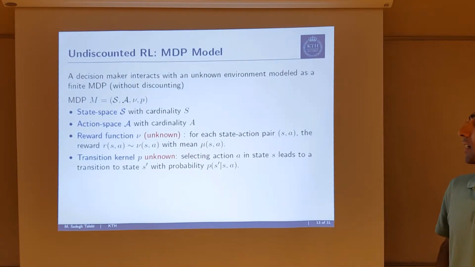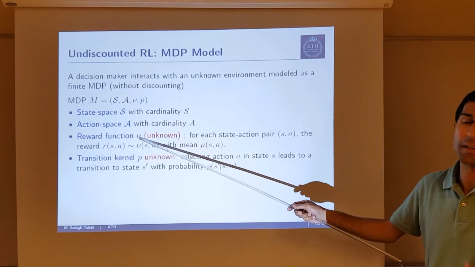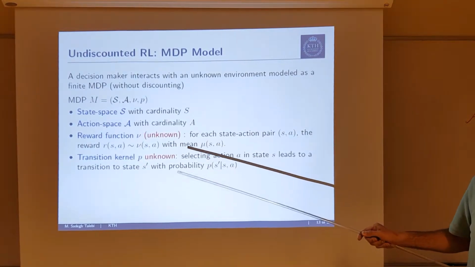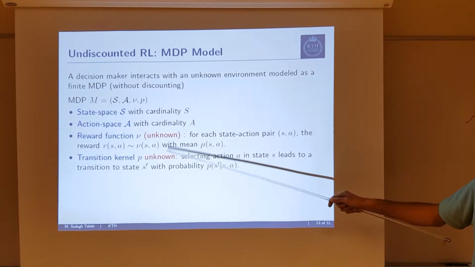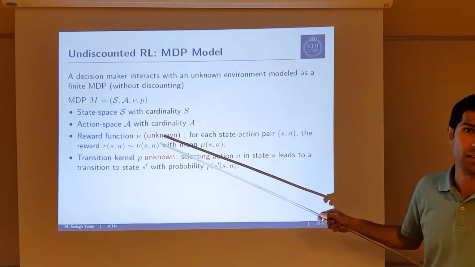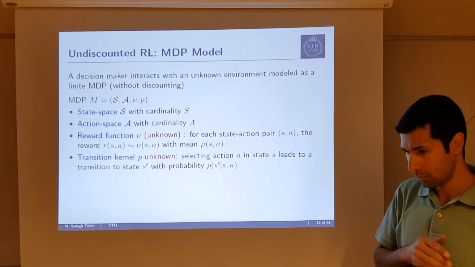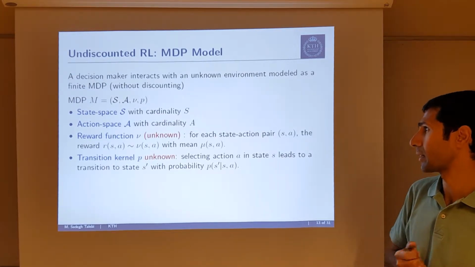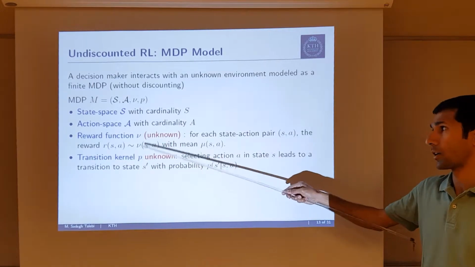So keep in mind, the reward function is not known. Or maybe the reward function is known, but at least its mean is not known. The transition kernel is unknown, and this is the main hardness. The decision maker has some goal. We continue in the next slide, but the thing that limits her is that these two are unknown.